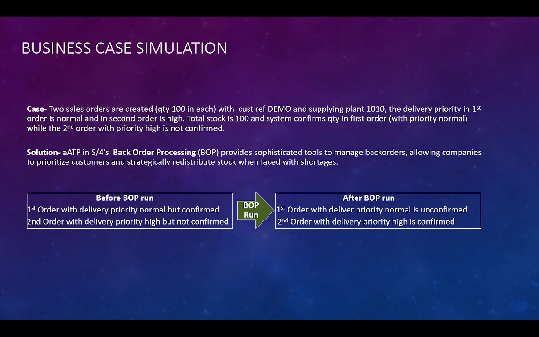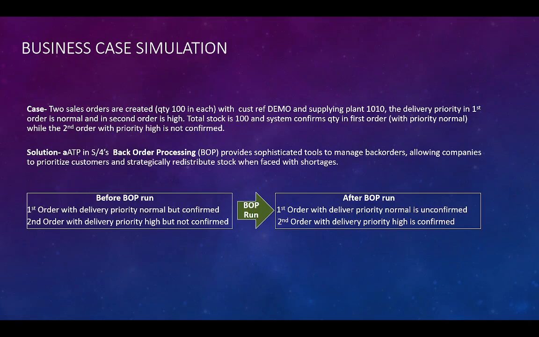we have this business case where we have two sales orders created with a quantity of 100 in each. I have given a customer reference number, demo, in both the orders to make it more specific. The supplying plant is 1010. The total available quantity was 100. The first order was created first with delivery priority normal, and it is confirmed by the system. The second order got created afterwards and has delivery priority high, but it is not confirmed because the stock is already reserved by the first order.